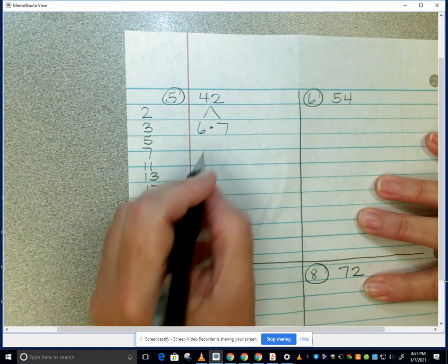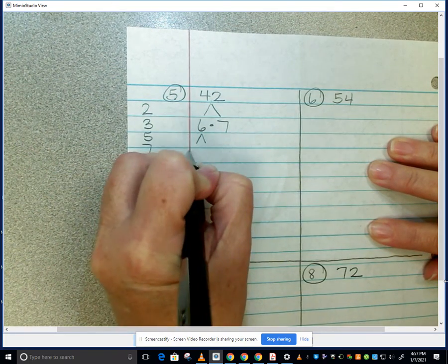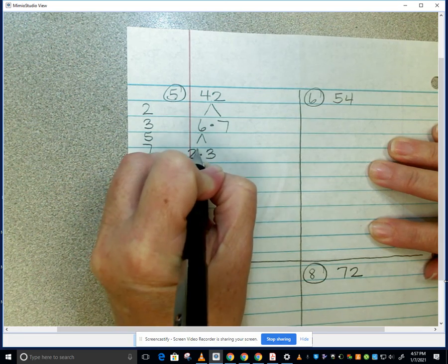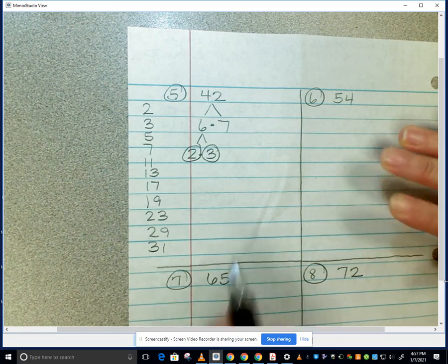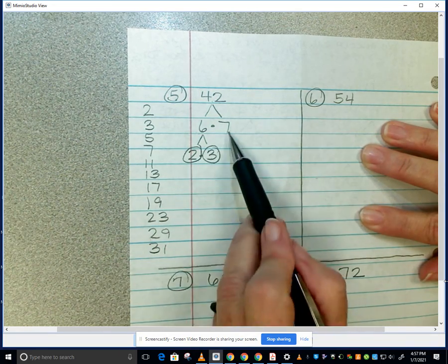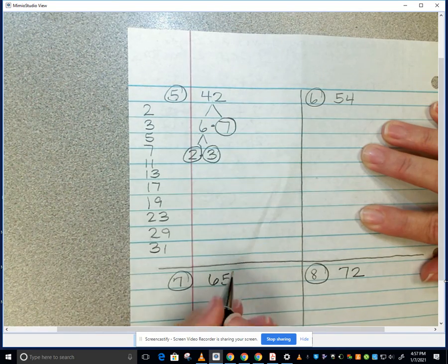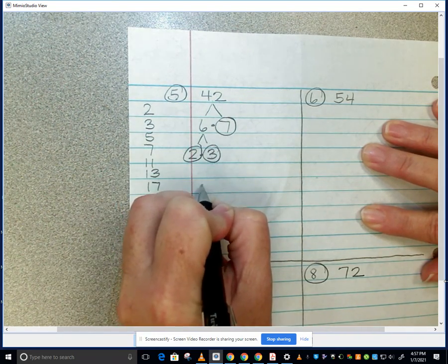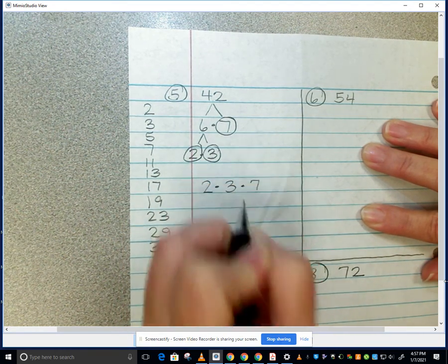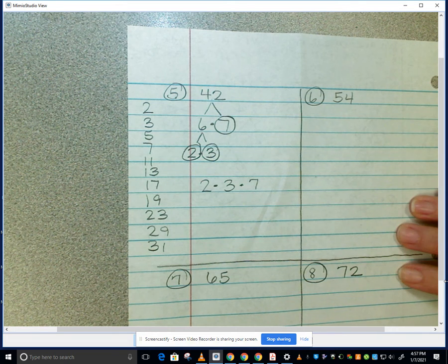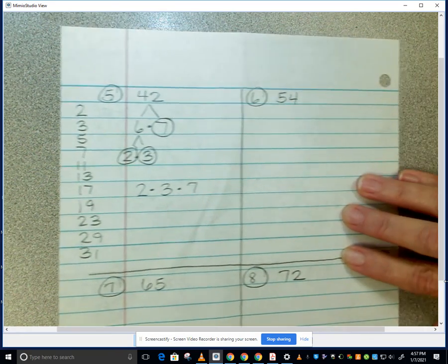Now with 6, what will give me 6? It's an even number, so I know I have to branch it. 2 times 3. And those are both on my prime list. Prime. Now I'm through with 6. Let's look at 7. 7's on my list. It's a prime number. So now 42 is done. So the prime factorization of 42 is 2 times 3 times 7. Okay?